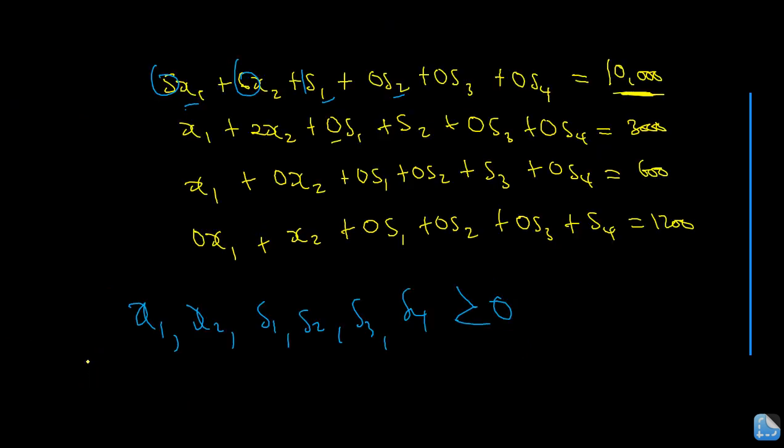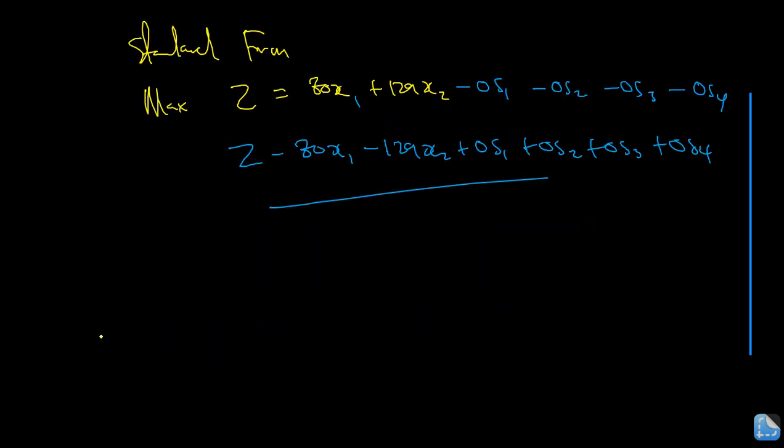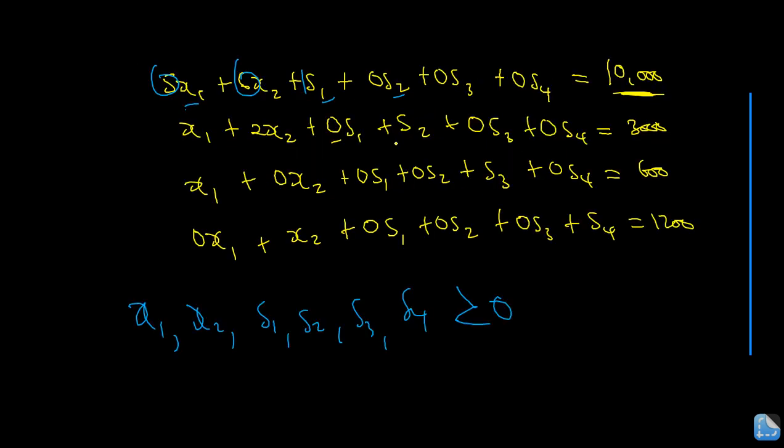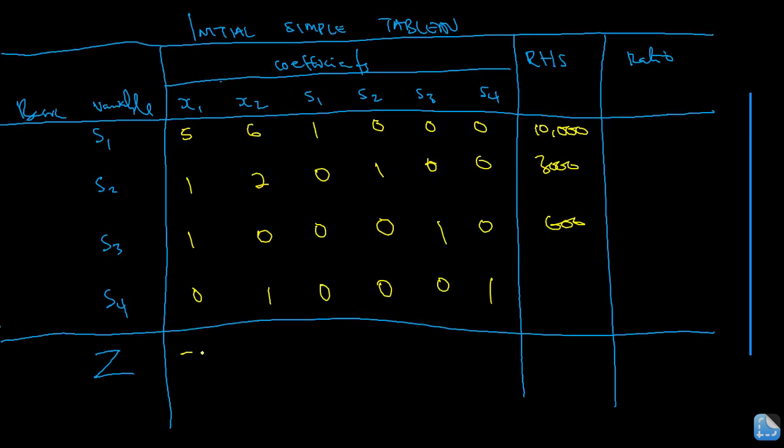Now this applies also for our z function. The coefficient of z, these values here. So we have negative 80, negative 129, and then 0, 0, 0, 0. There. Okay, now this is our initial table.